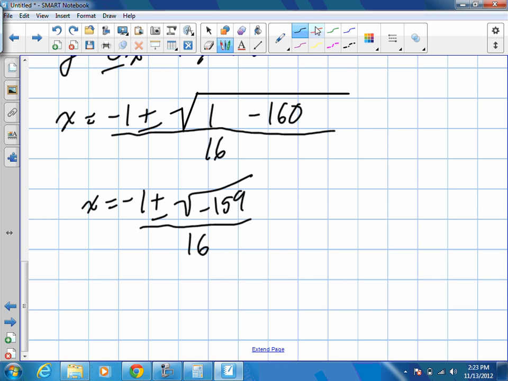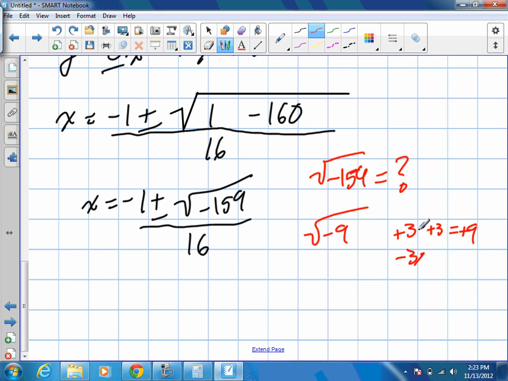Now, root of a negative term. Can I root a negative term? No, there is no root of a negative term, right? Say, for example, we're looking at root negative 9. Well, positive 3 times positive 3 gives us positive 9. Negative 3 times negative 3 gives us positive 9. The only way I can get negative 9 is if I did negative 3 times positive 3, but those aren't the same terms. So there's no root of a negative term. So in other words, there are no x-intercepts.